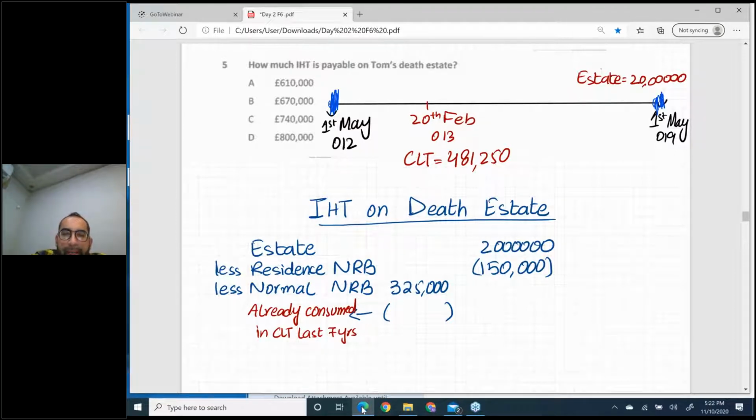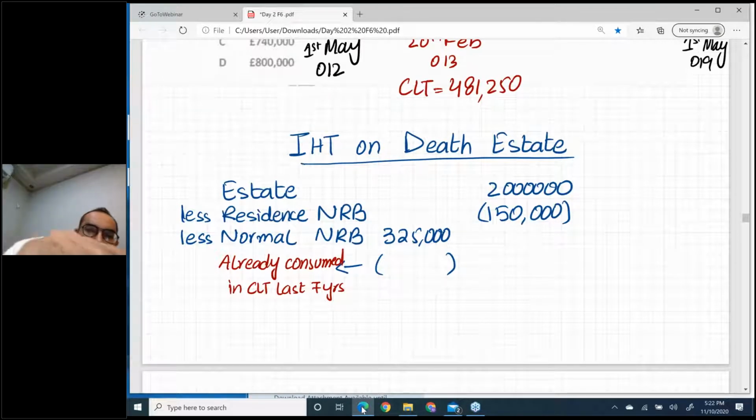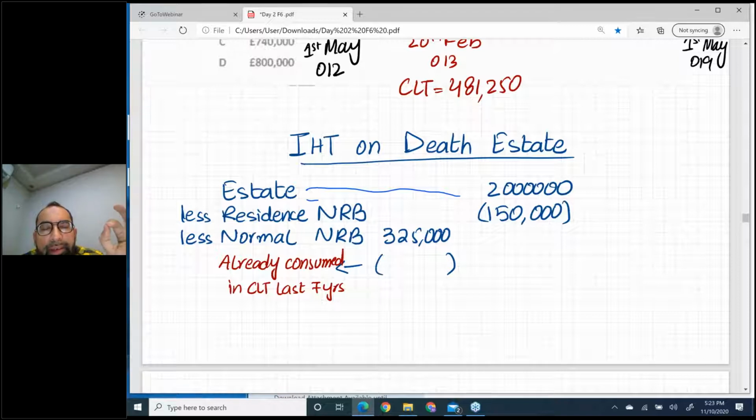What I have written here is IHT on estate. What is the value of the estate? 2 million, ready-made from the question. Just copy paste from the question. Now, was there any residence NRB available? Yes, all the conditions of residence NRB have been met, so simply deduct 150,000, and there is no 7-year accumulation principle for residence NRB.